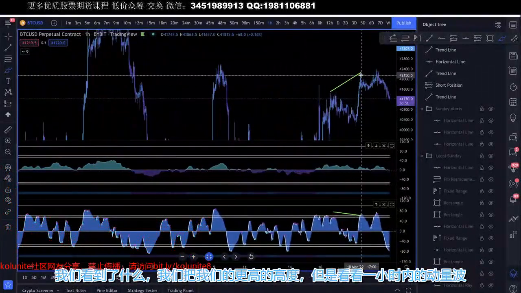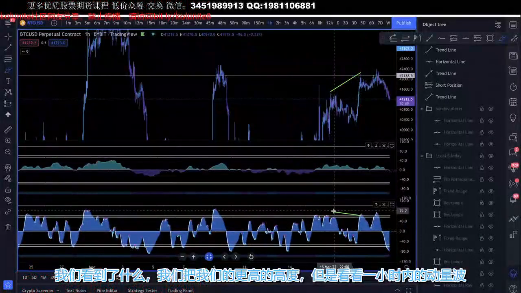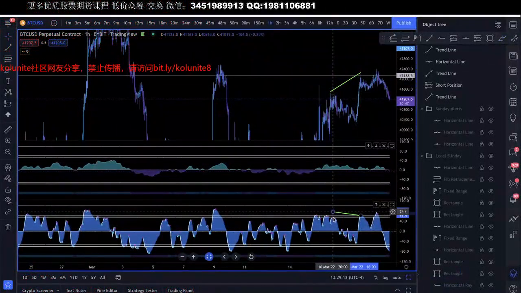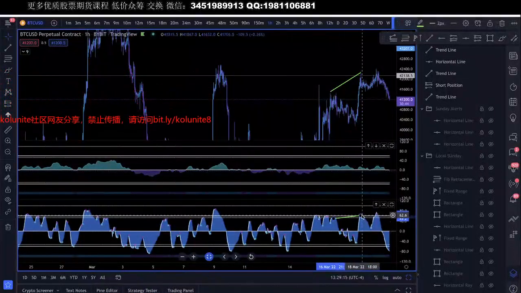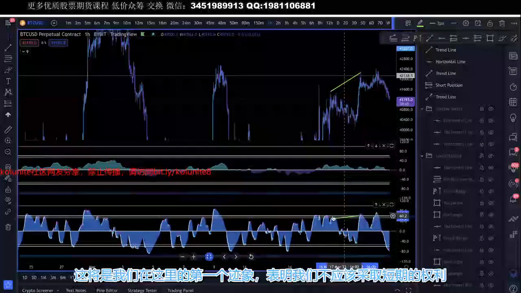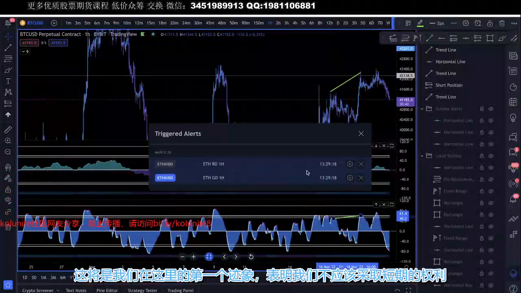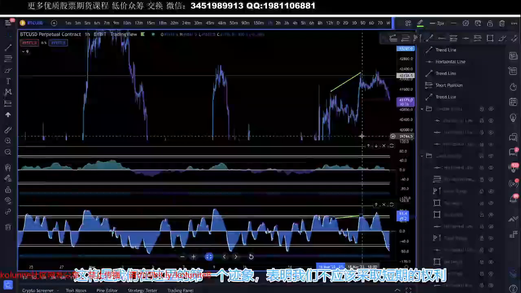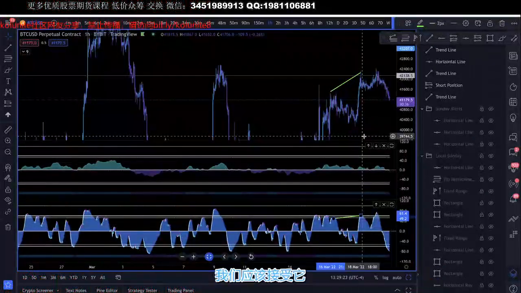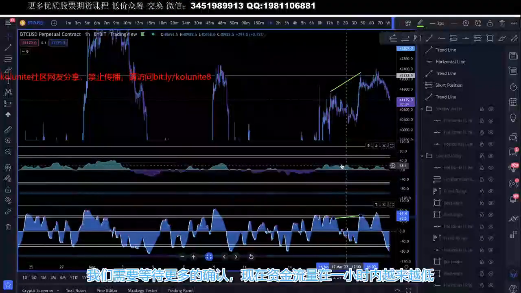We're putting in our higher high, but look at the momentum waves on the 1 hour, right? On the 1 hour, momentum waves are getting higher. This would be our first sign here that we shouldn't be taking the short yet, right? We shouldn't be taking it yet. We need to wait for more confirmation.